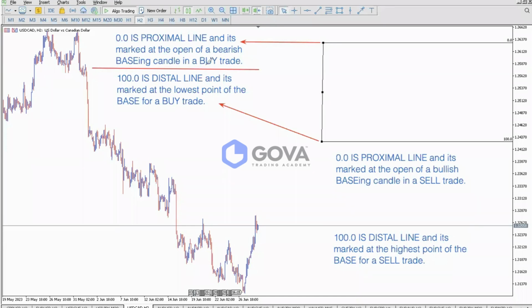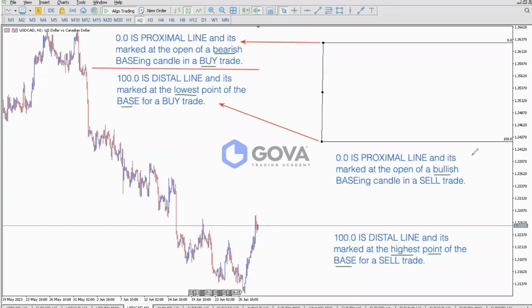In a buy trade, the proximal line is marked at the bearish basing candlestick; in a sell trade it is marked on the bullish. The distal line is marked at the lowest point of the base for a buy trade; for a sell trade it is marked at the highest point of the base. So you guys can see that this is just vice versa, okay?